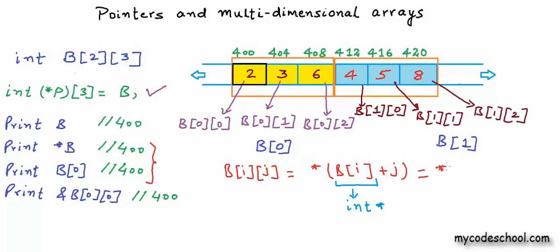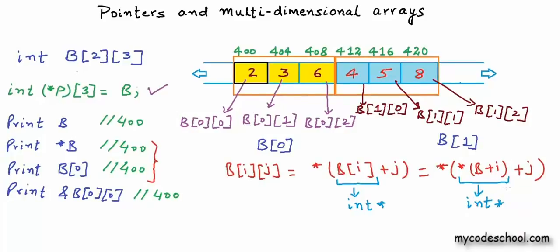Once again, Bi can be written as asterisk of B plus i. B is a pointer to a one-dimensional array of 3 integers, so B plus i will also return us a pointer to a one-dimensional array of 3 integers, and dereferencing, this particular dereferencing, will give us the one-dimensional array, and the name of a one-dimensional array returns us a pointer to the first element in the array. So this once again will be a pointer to an integer.